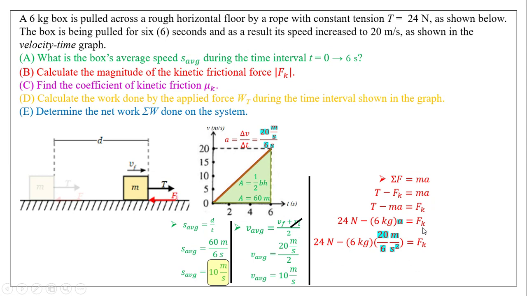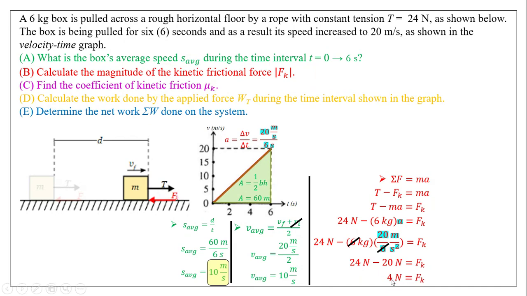So here, I'm just going to carry that particular answer down. I found that the acceleration is just the slope, which is just rise over run. And then I'm going to take that 20 over 6 down here. So I'm going to substitute a for 20 meters per 6 seconds squared. And I'm going to cancel the 6 and 6 out there. That leaves me with just 24 newtons minus 20, and that is equal to F of K. Other than that, you're done really here, right? 24 minus 20 is just 4.